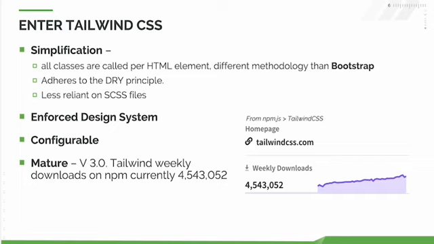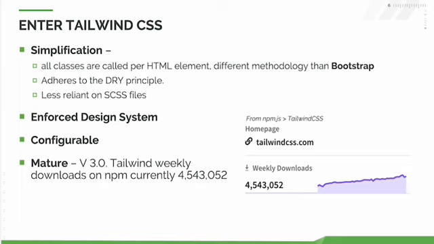Super, yeah. So where does Tailwind shine? It's simple. It has an enforced design system, which I'll cover in a minute. It's configurable, completely configurable to our Chalk branding, and it's mature. Tailwind's on version 3.0, and you can see on the right, the weekly downloads on npm is around 4.5 million. I didn't check Parcel or any of the other package managers, but it's fairly significant, right?